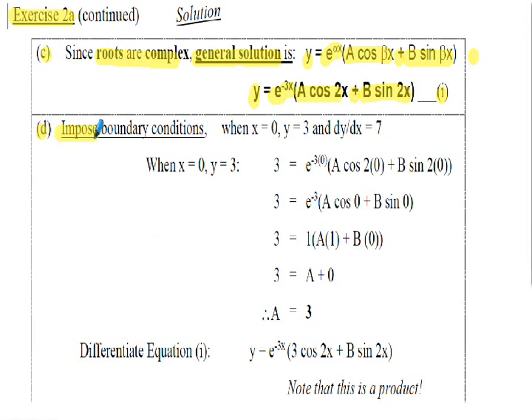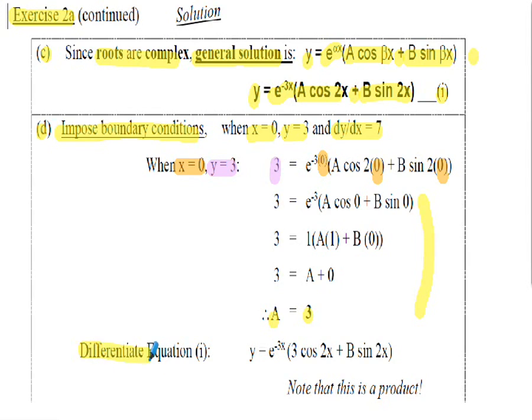Step 4, we're now going to pose the boundary conditions given in the question: when x is equal to 0, y is equal to 3 and dy by dx equal to 7. So using the first condition, when x is equal to 0, y is equal to 3. On the right hand side we simply place the value of 0 for the x terms. On the left hand side we have 3 for the y term. Evaluating, we find that a is equal to 3 in this case.